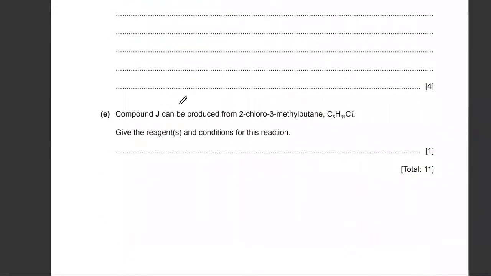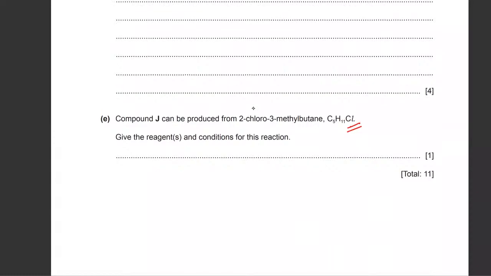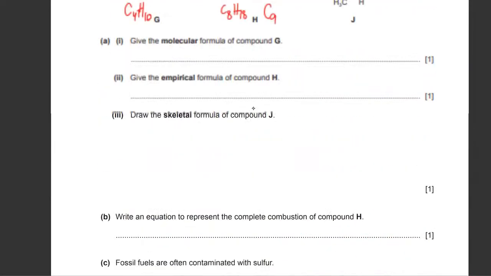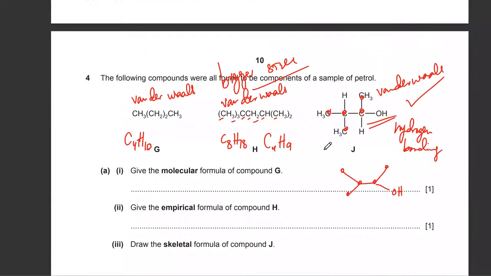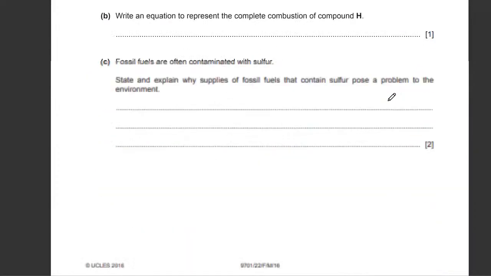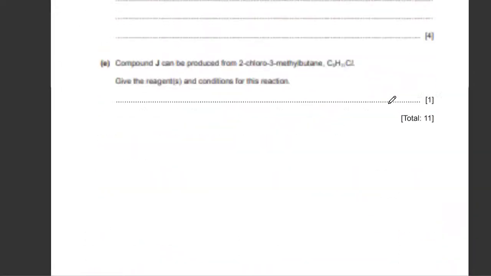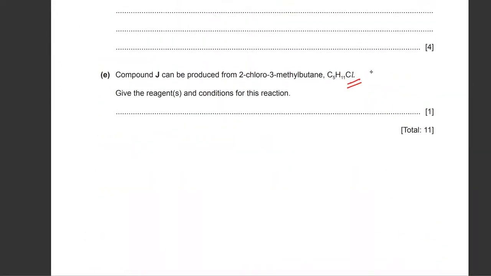They say compound J can be produced from 2-chloro-3-methyl butane. So they're saying Cl has to be displaced with what? With OH. If you go back, your H had what? In place of Cl there must be an OH. So what do we do? Displace Cl with OH.